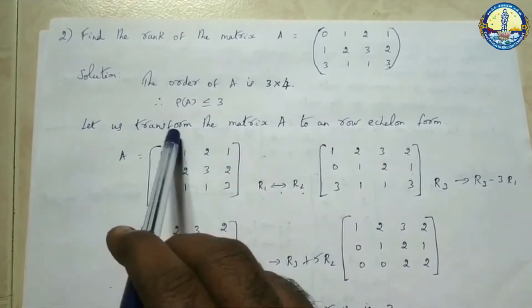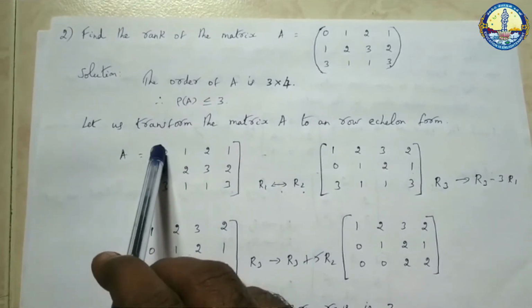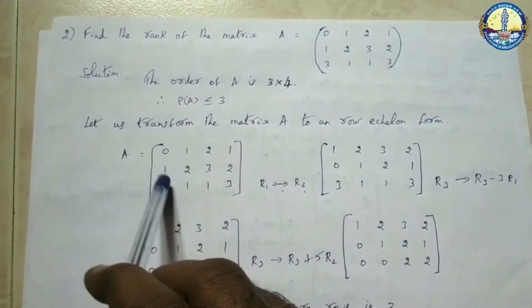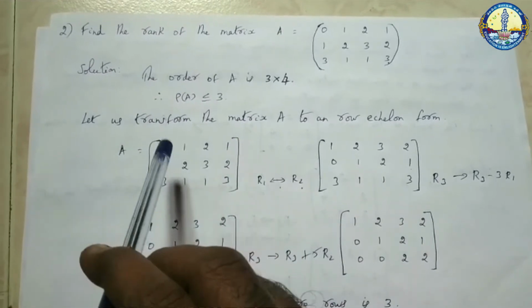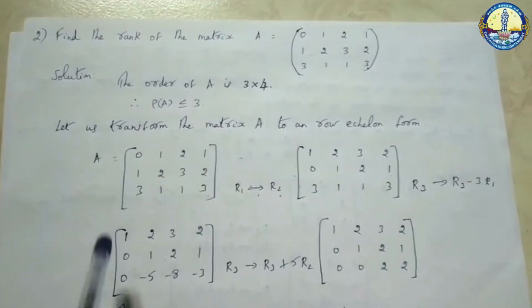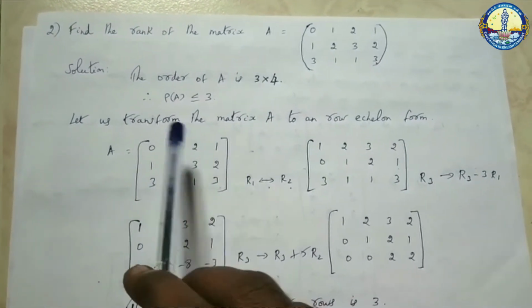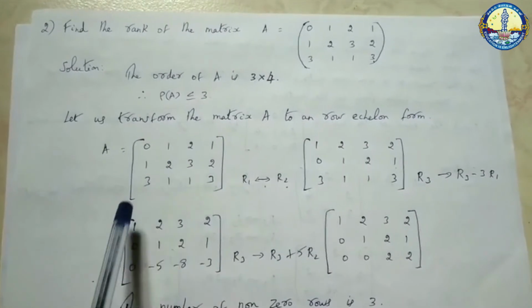Okay. So let us transform the matrix A into row echelon form. Here the first element is 0, so we simply interchange row 2 and row 1, because the first element should be non-zero. Then only are we able to change it into row echelon form. So we simply interchange row 2 and row 1. This is one of the easiest methods.